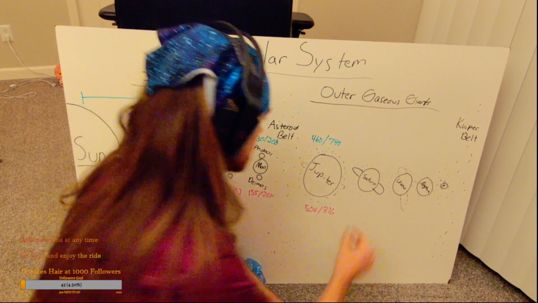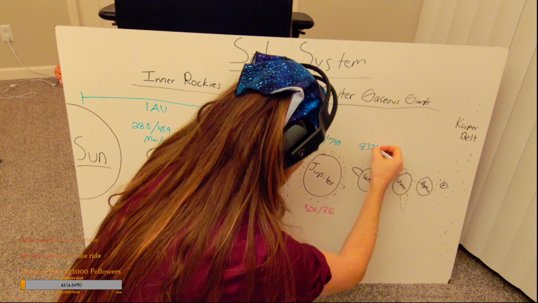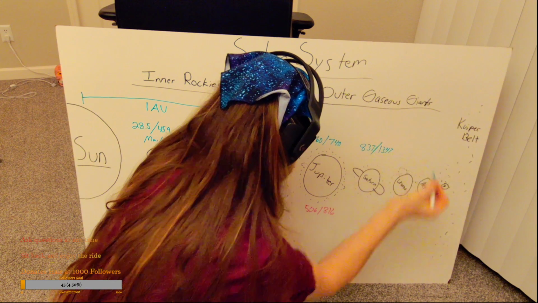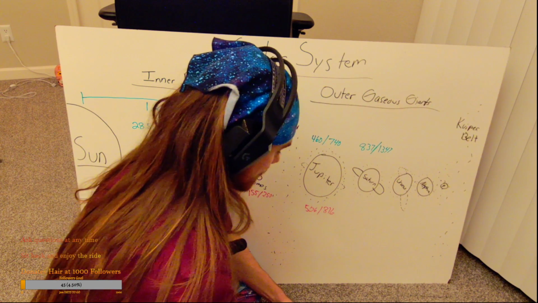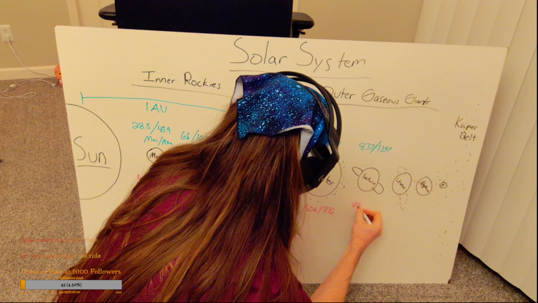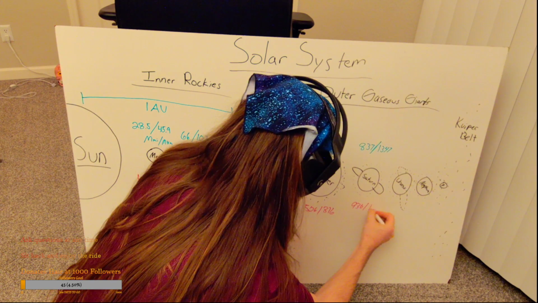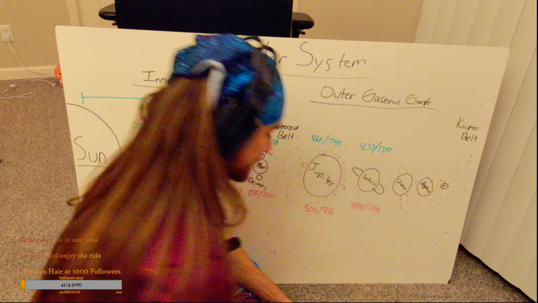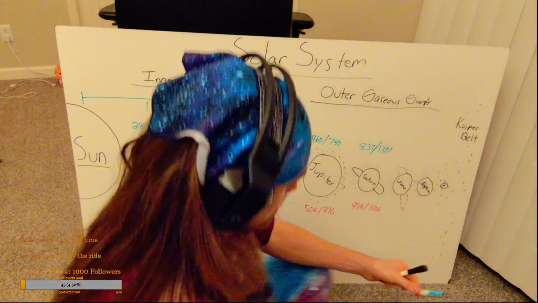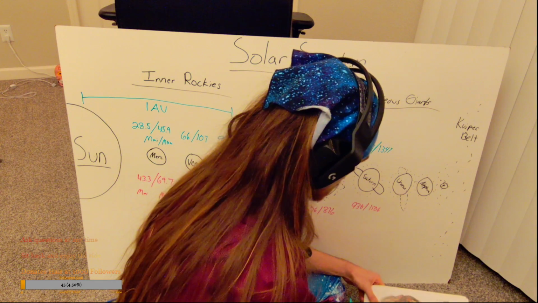Saturn, 837, 1347. Get that big divide. There we go. 936 and 1506. Don't worry, I'm almost done. We're getting there. We'll even include Pluto's. Let's just go over the top real quick.